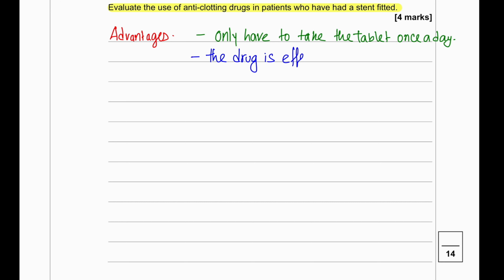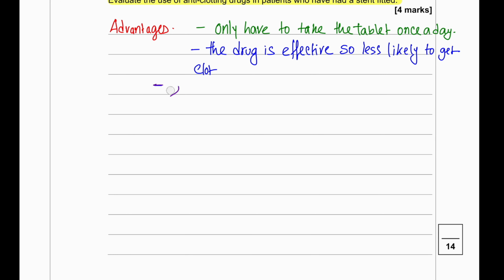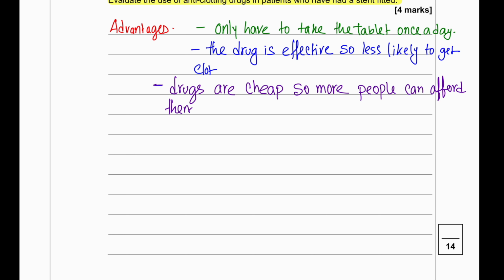So there are advantages for taking the anti-clotting medication. One advantage is the person needs to take only one tablet per day, and a tablet is so easy to take, and it's not painful to take at all. The drug is effective, so the person is less likely to get a blood clot. The drug is cheap, so it costs less for the national healthcare system. The drug has been used for a long time and it is more trusted by people.